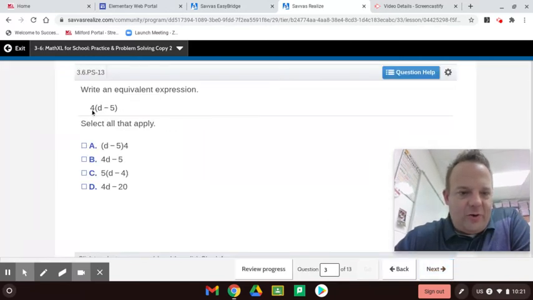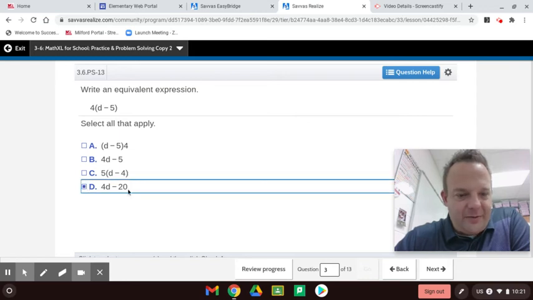Now, we have 4 times d is 4d, and then 4 times 5 is 20. And then we got to make sure the subtraction sign's there. So 4d minus 20. You can see this one's here to trick you, because they distributed the 4 to the d, but not to the 5. So 4d minus 20. Oh, and there's one more. It looks like they used the commutative property and put the 4 over here, because you can do that. So they switched this whole factor with this factor, and that's the commutative property.